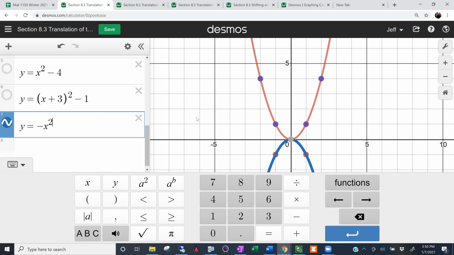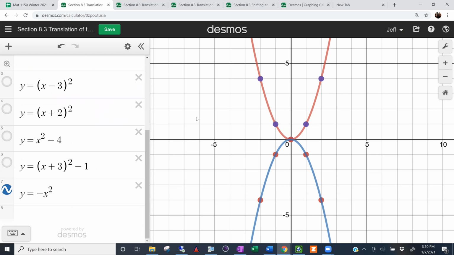So what this does is it causes a reflection around the line y equals 0, or around the x-axis. It just flips the graph upside down around the x-axis. So, wow, lots of cool things we can do with the graph of a parabola. And parabolas have lots of nice applications too.